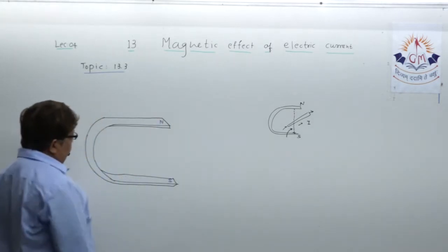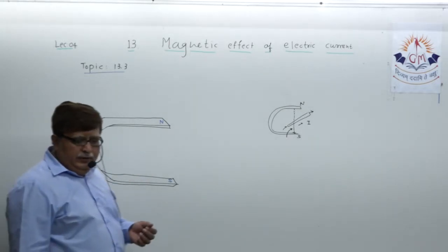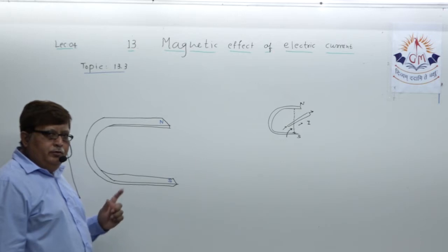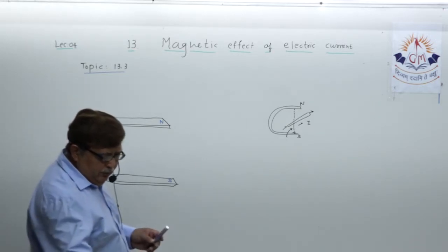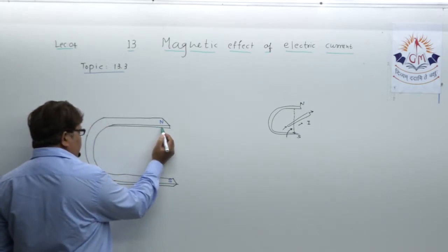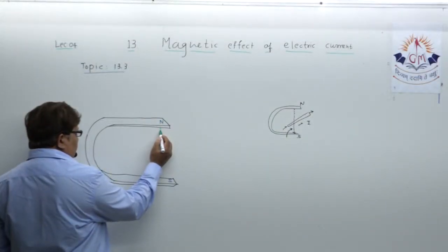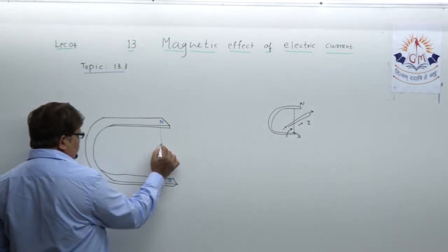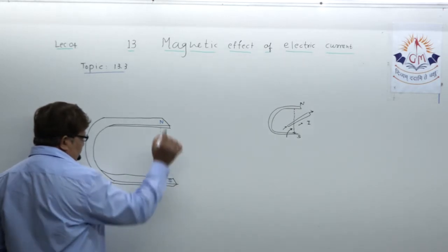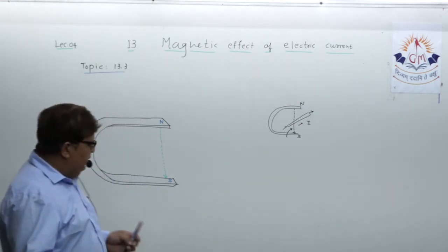Okay, horseshoe magnet. Obviously, the magnetic lines, as you know, travel from north to south. So I will just draw only one magnetic line, not all, just to give you a glimpse that magnetic lines, as you know, always travel from north pole to south pole. This is, my dear student, the direction of the magnetic line.